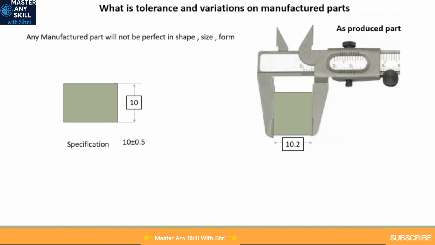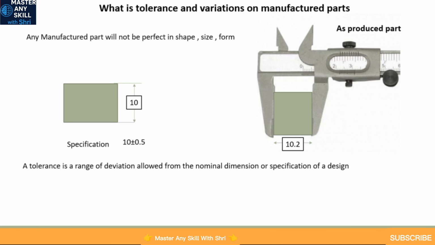So when we specify this dimension on a drawing, we always need to attach a tolerance with it. So this tolerance is the range of deviation allowed from the nominal dimension or the specification of a design. That means that through this denotation, the designer is saying that if the dimension of this block, the width, is 10.5, it is still okay for the design, but it is not the optimal. The optimal is 10. So if it is 9.5 or if it is 10.5, then it is still acceptable for the design, but it is not the best case.